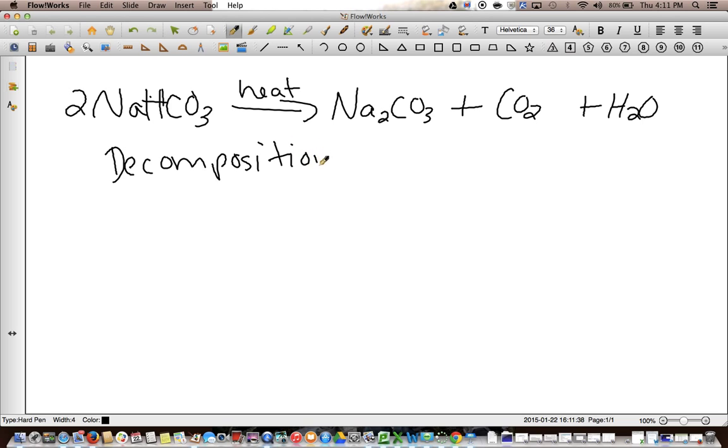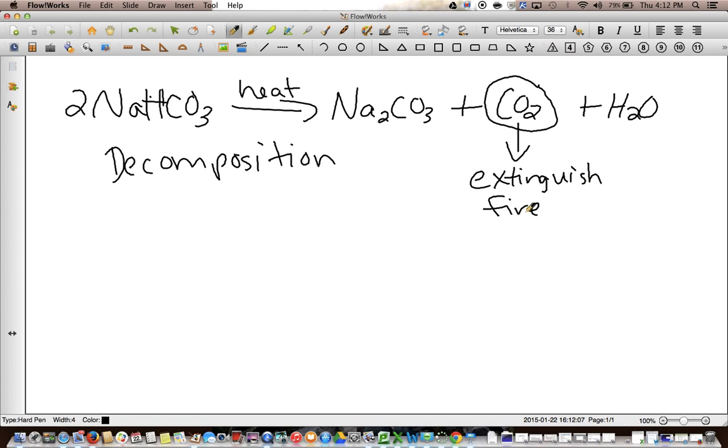All right, so it decomposed. We started with 1 reactant, and we broke down into 3 separate products. So it's a decomposition reaction. All right, now let's talk about this reaction that we saw in the lab. When we placed a lit splint in front of it, it made the flame go out. All right, that is due to the carbon dioxide gas. Okay, so carbon dioxide gas is the one that will extinguish the flame.